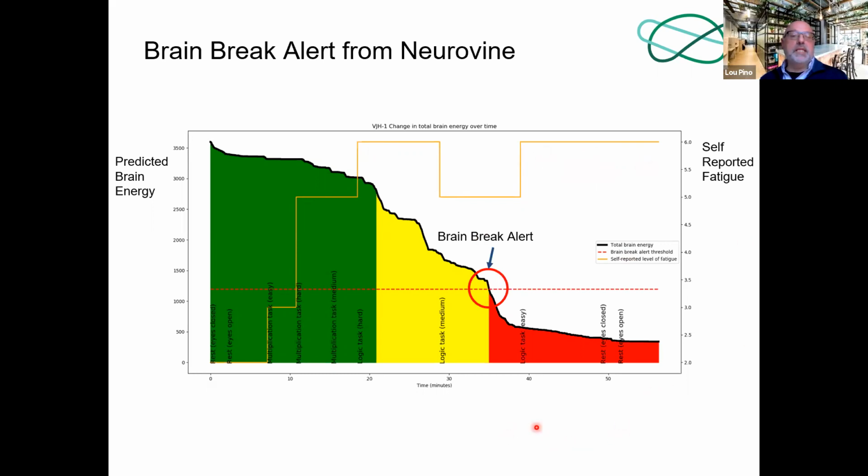So this is an example of what we're doing at Neurovine to help people recover from concussion more quickly. And the idea is that they use this and they'll do their work or tasks, sit at the computer, whatever they need to do. And they can do that with confidence, knowing that if they're going to push their brain into an area that they're going to harm themselves, then a brain break alert is going to warn them to stop and take a rest.